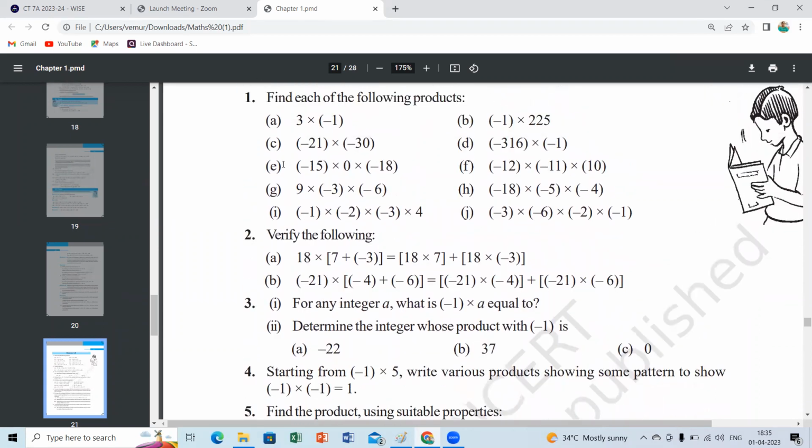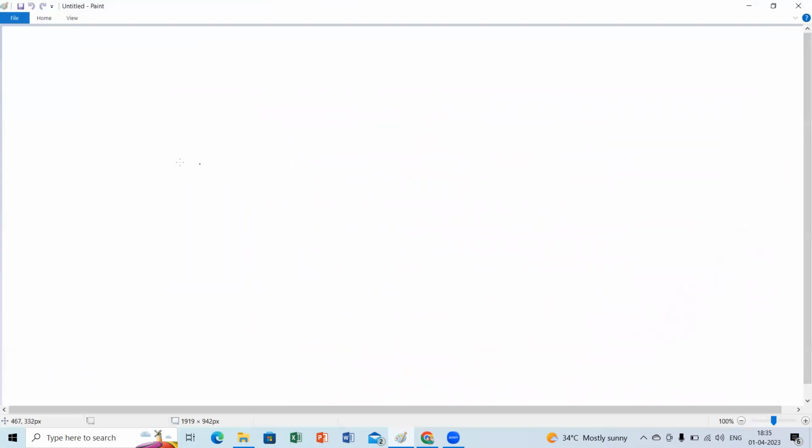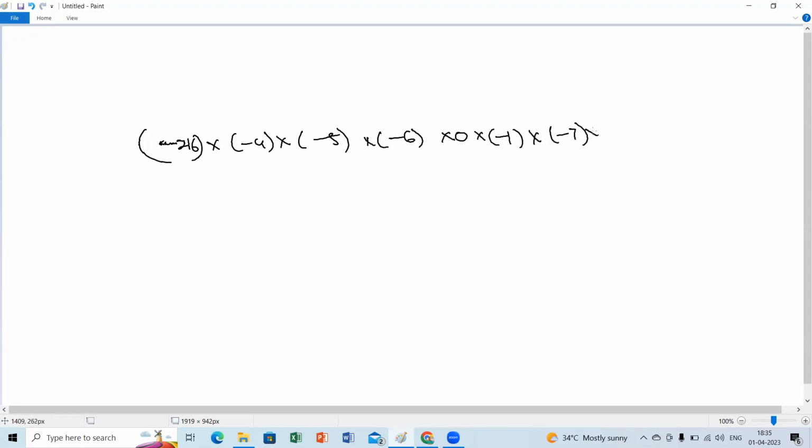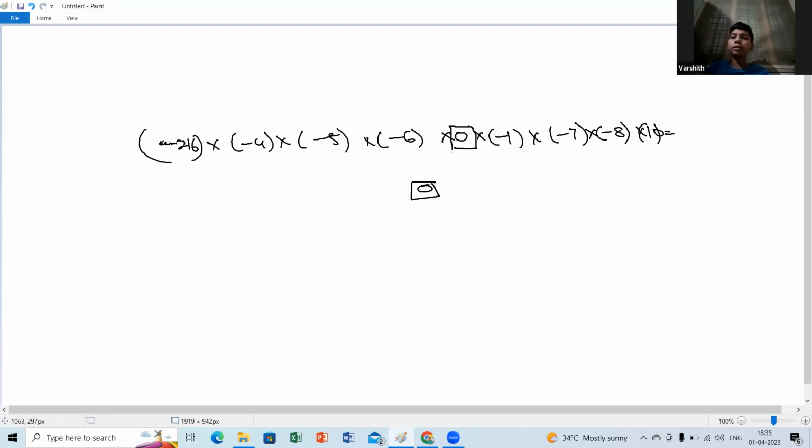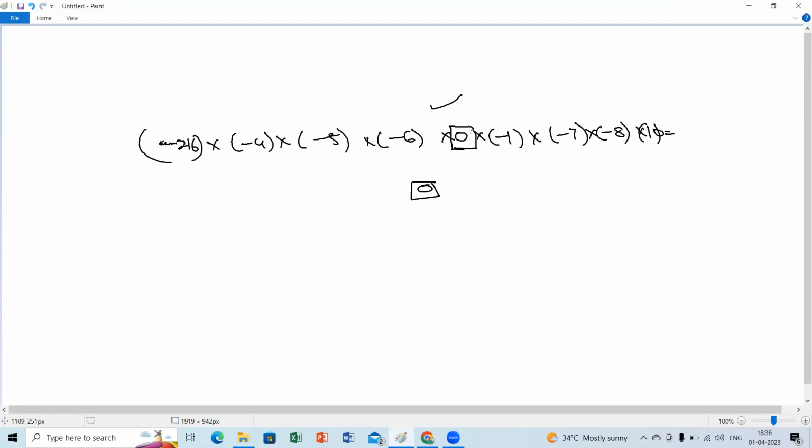Hope you understood. Generally in the IMO question, the previous 2 years continuously this question is given: negative 216 multiplied with negative 4 multiplied with negative 5 multiplied with negative 6 multiplied with 0 then negative 1 multiplied with negative 7 multiplied with negative 8 multiplied with positive 10. What is the result? Ma'am, 0. Very good. It's 0. Why is it 0, worship? Ma'am, because any number multiplied by 0 is equal to 0, ma'am. Very good.